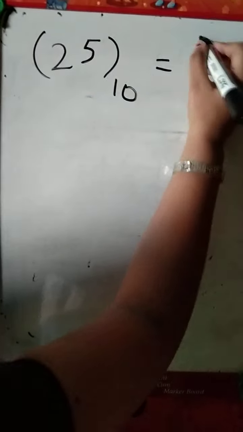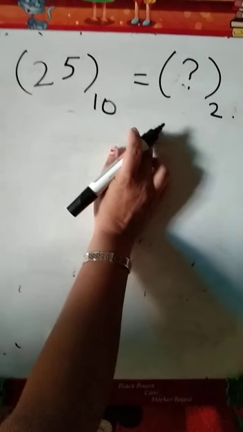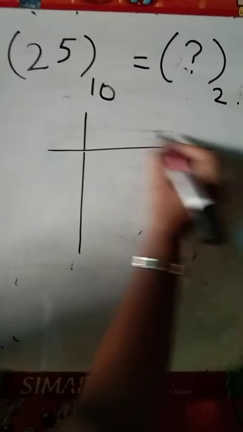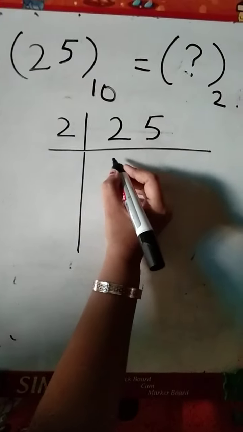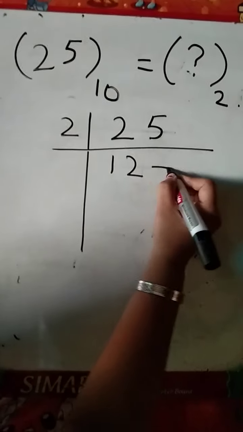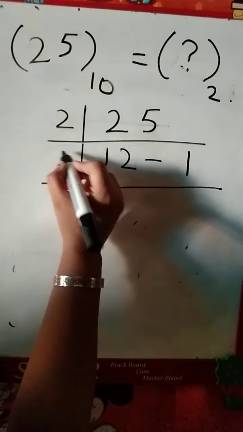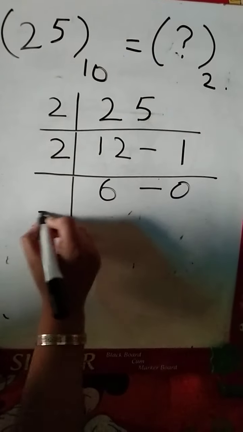So dear students, now I am taking the next number, 25, and we have to find the binary of this number. In the same way we take the division by 2 of the 25. Now how can we solve this sum? 2 12s are 24 and the remainder is 1. Then again we divide by 2. 2 6s are 12 and the remainder is 0.